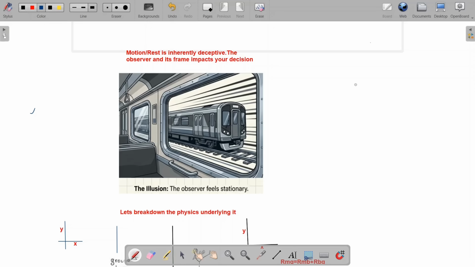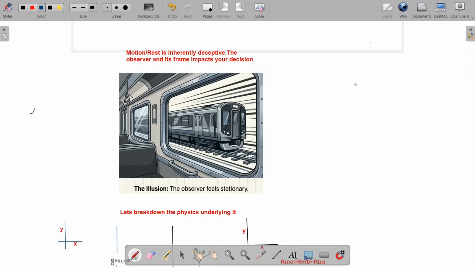Until and unless you fix your frame of reference, in which you are deciding your motion or rest, it is very difficult to pass a judgment whether you are actually moving or at rest, because defining an absolute rest and absolute motion is virtually impossible. There has to be something in this world that is fixed. If you consider that you are on earth, but see from the sun, then the earth is also moving. So there is no absolute frame from where you can find a fixed sense of motion.